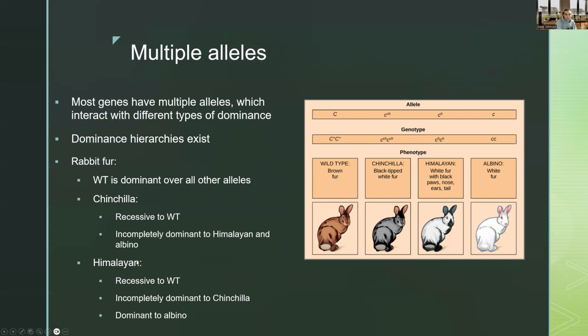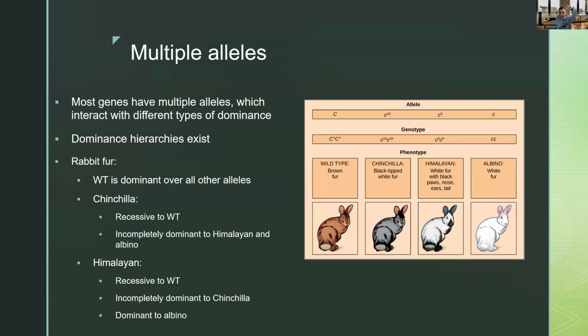Same thing happens with the Himalayan, except with the Himalayan, it is dominant to albino. So what I'm trying to show you here is that it's not even as simple as combine this and you get that weird phenotype. Sometimes you get complete dominance depending on what allele is involved. Sometimes you get incomplete dominance depending on what alleles are involved.